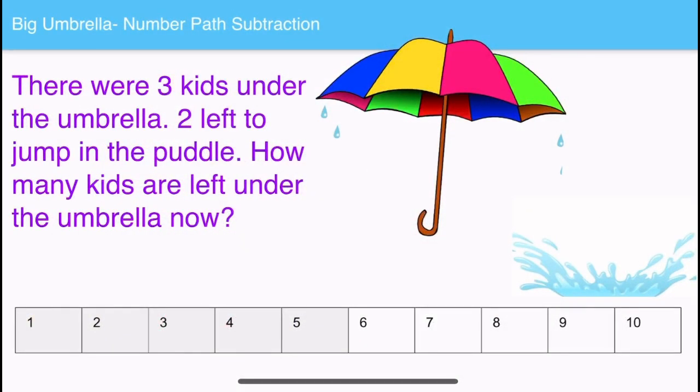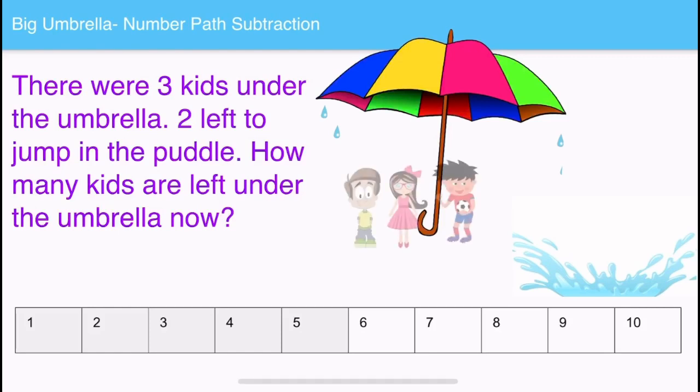In our third problem together today, boys and girls, it says, there were 3 kids under the umbrella. 2 left to jump in the puddle. How many kids are left under the umbrella now? So remember, our first step is to think, how many counters do we need to start with? Let's go look in the problem.